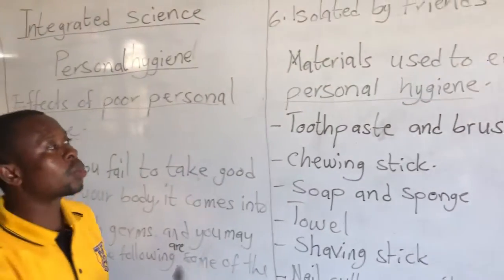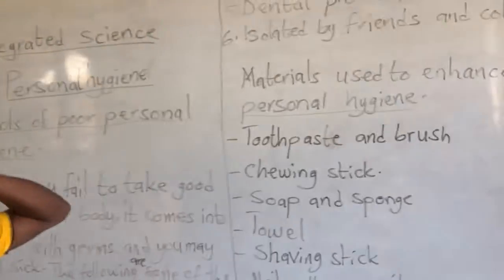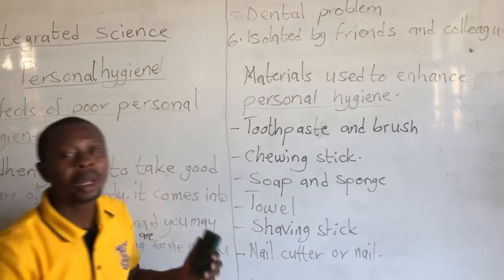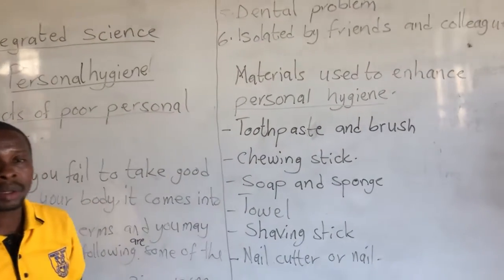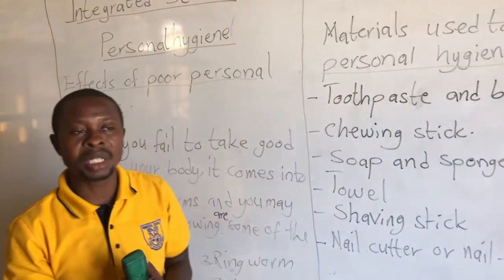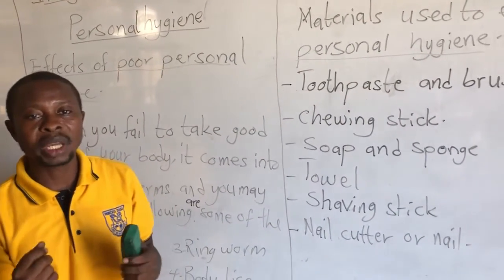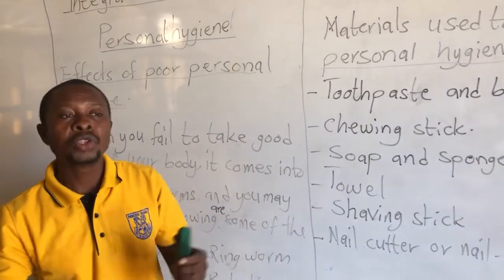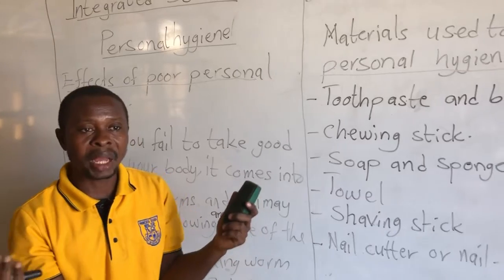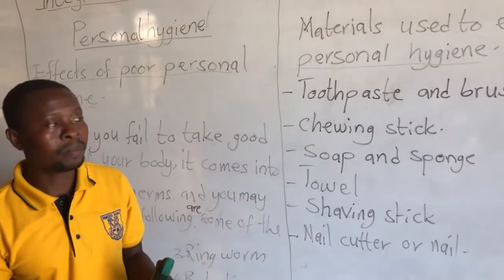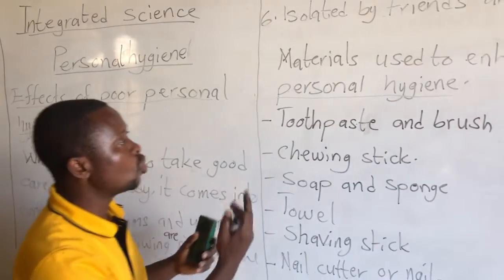Good. Now let's look at some materials that you can use to enhance your personal hygiene. We call them personal items. Personal items are not to be shared with anybody. You have to use them alone. Don't say it's my friend or my sister or my brother so that you share it with him or her. It's for you alone. That's why we call them personal items.